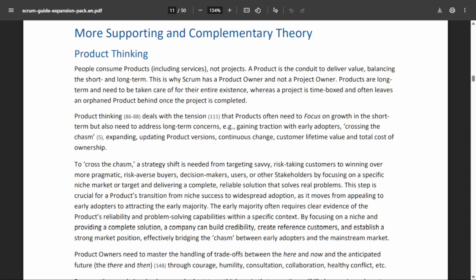This is probably one of the biggest pieces of this document to eliminate the minds of those project-oriented people reading this. Products are long-term and need to be taken care of for the entire existence. But a project, it's a one-time, time-boxed event. Projects have a beginning and an end. A product continues for the life of that product.